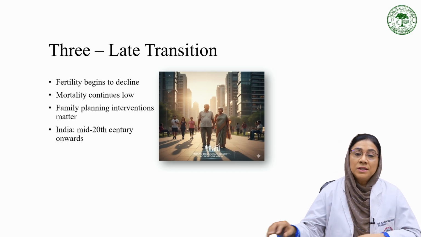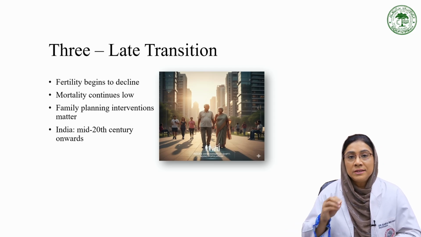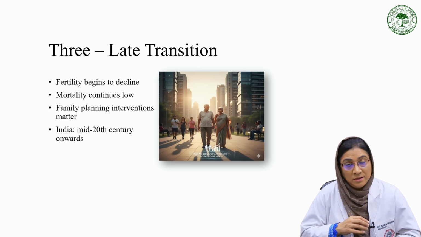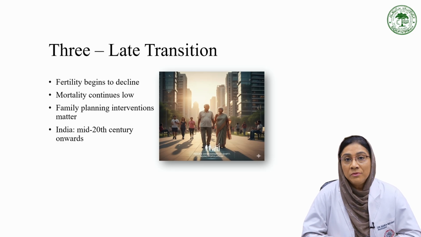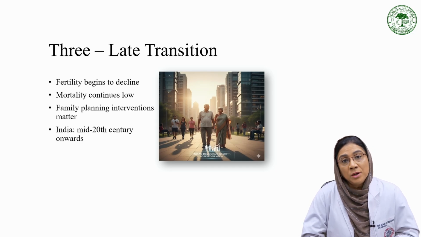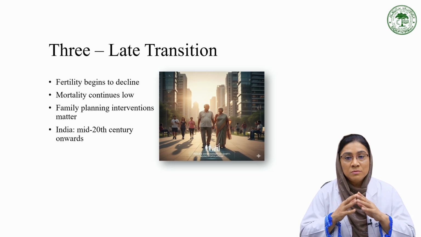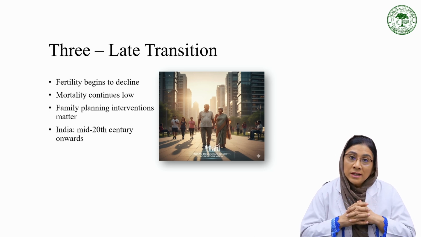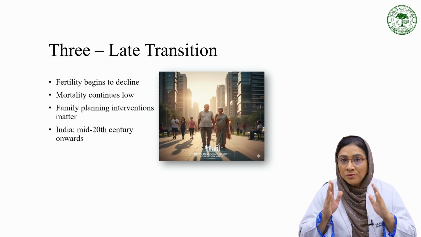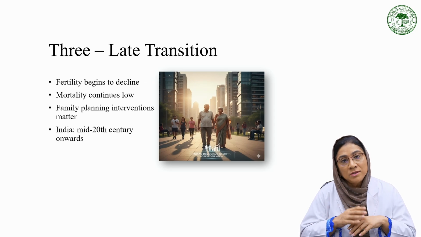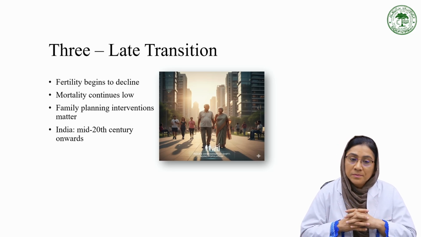Public programs shift from a narrow target orientation to client-centered counseling, emphasizing informed choice, quality of care, and postpartum family planning. In India, progress was heterogeneous. Southern and western states moved rapidly with early investments in female literacy and primary health care, while parts of the north central belt advanced more slowly due to entrenched social norms and service deficits.